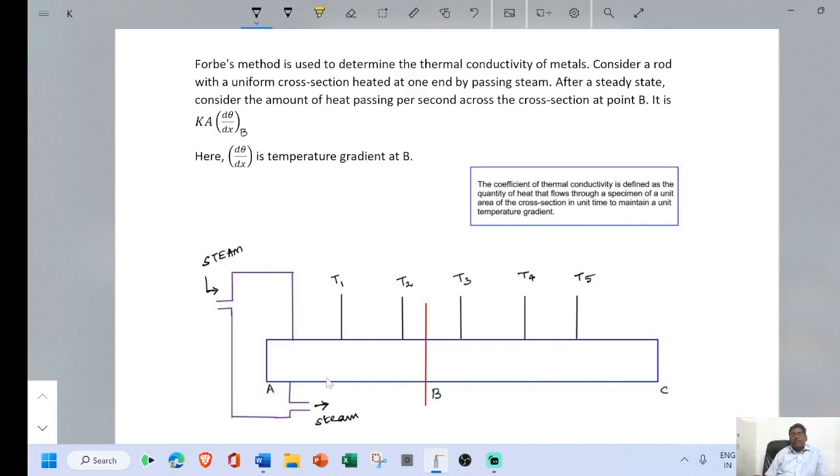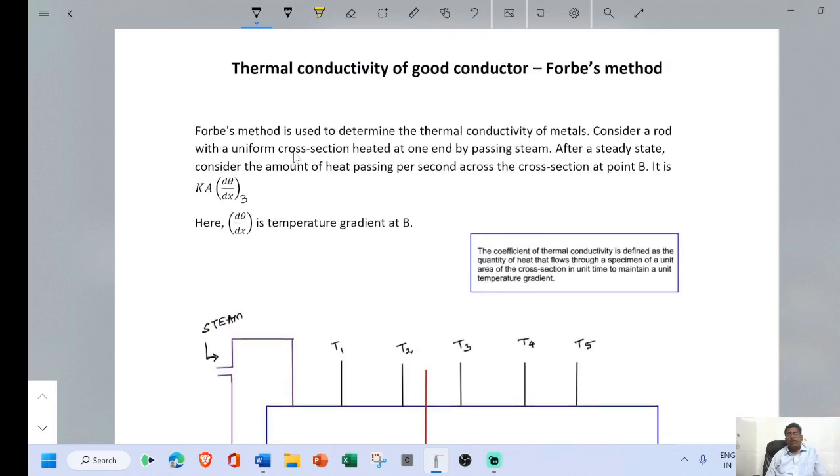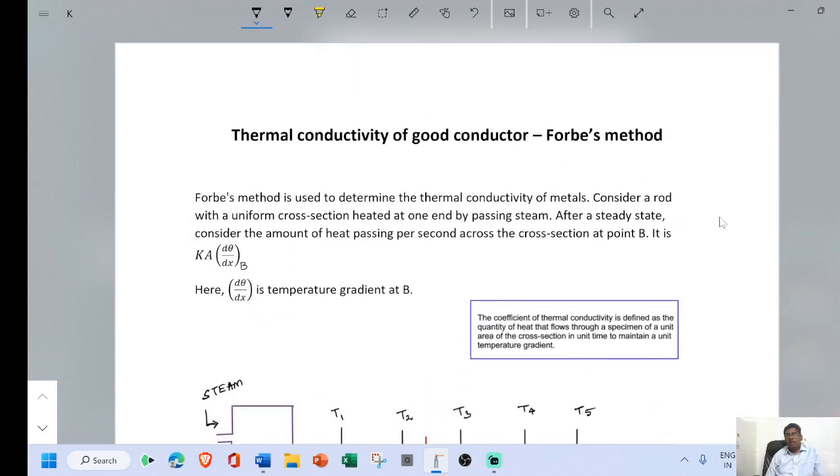Once the rod has reached a steady temperature, the quantity of heat energy crossing the point B in unit time is given by the relation KA dθ/dx at the point B. We may arrive at this value from our basic definition.